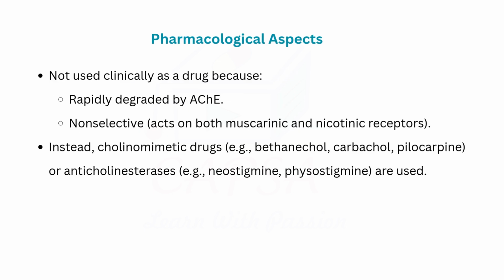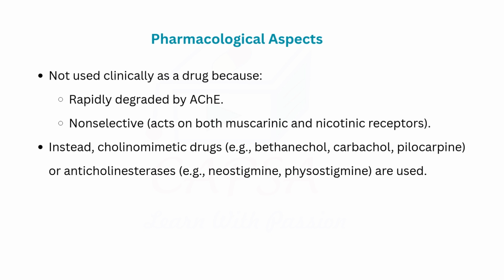Now you might be wondering, if acetylcholine is such an important neurotransmitter, can we use it directly as a drug? The answer is no. Acetylcholine itself is not used clinically because of two major reasons. First, it is rapidly broken down by acetylcholinesterase. So, if we gave it as a medicine, it would be destroyed almost immediately and have no sustained effect. Second, it is non selective, meaning it activates both muscarinic and nicotinic receptors all over the body. This would lead to widespread, unpredictable actions, making it unsafe and impractical as a drug.